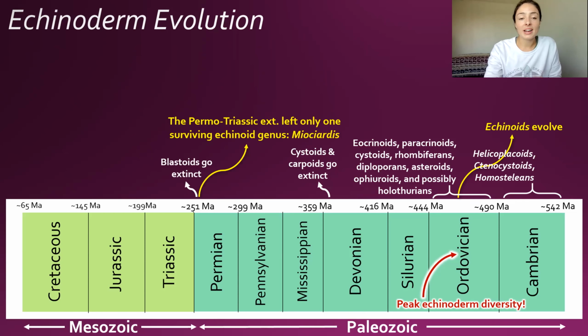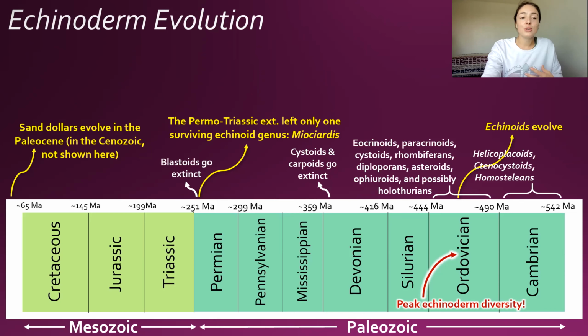Now moving on to the echinoid specific evolution, we have echinoids evolve in the mid to late Ordovician, and then we had the Permo-Triassic extinction that left only one surviving genus of echinoids. However, this genus was able to pick back up in the Mesozoic era and radiate once again, and unfortunately, even after all that diversification, it was hit hard again in the Cretaceous extinction.